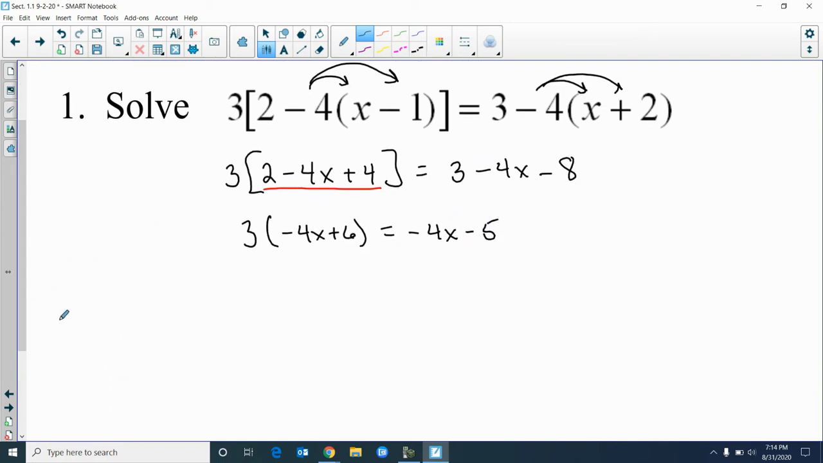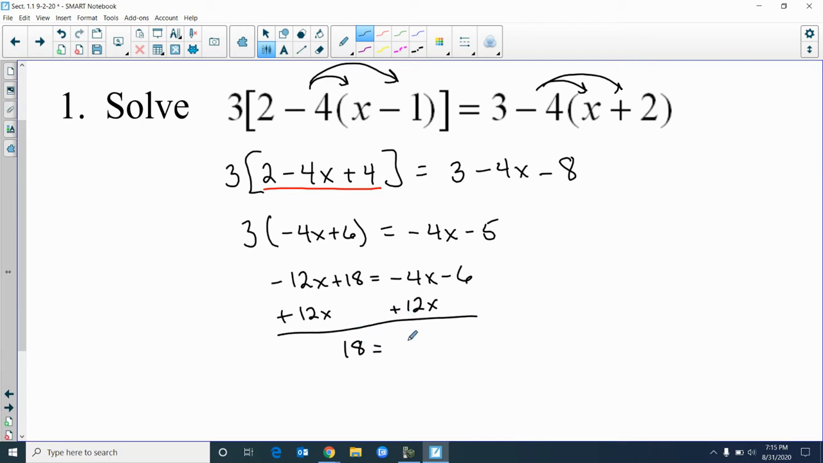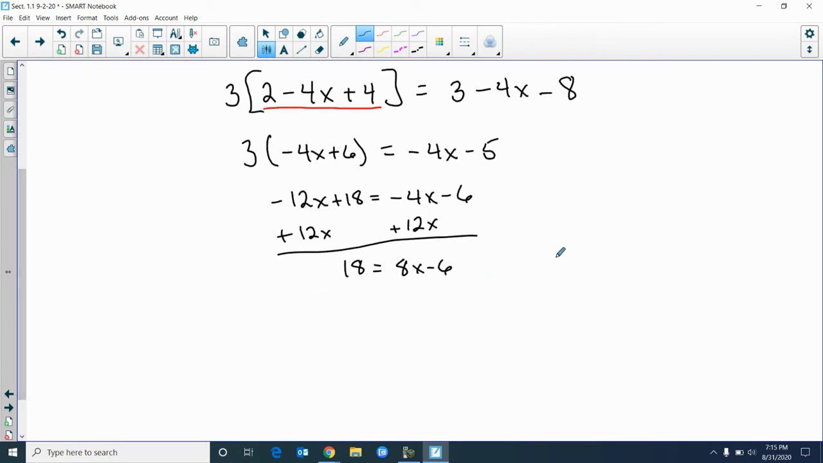At this point, I'm going to distribute the 3. -12x plus 18 equals -4x minus 6. I like to have my x's positive. This goes way back to algebra 1 when I'll say move the little guy. And I get 18 equals 8x minus 6. Add 6 to both sides.